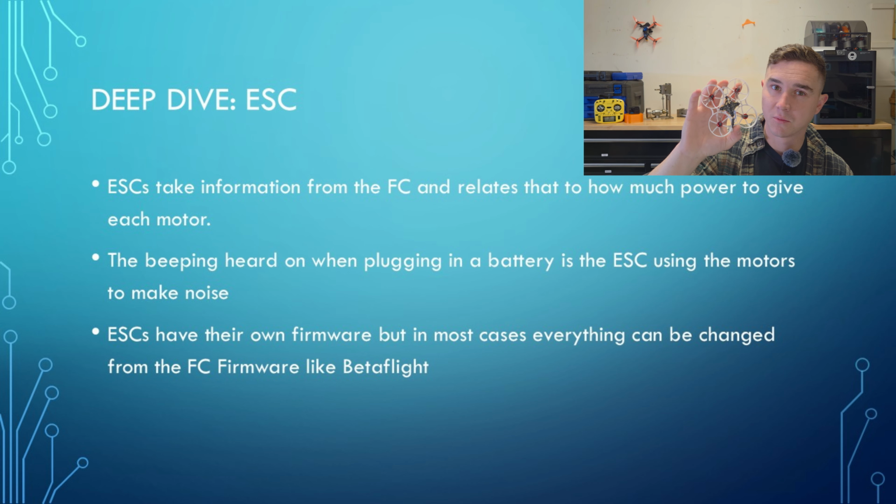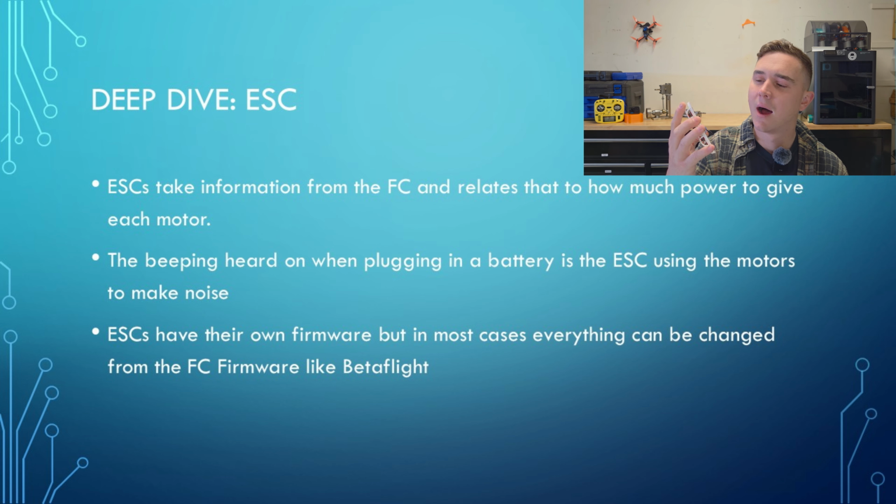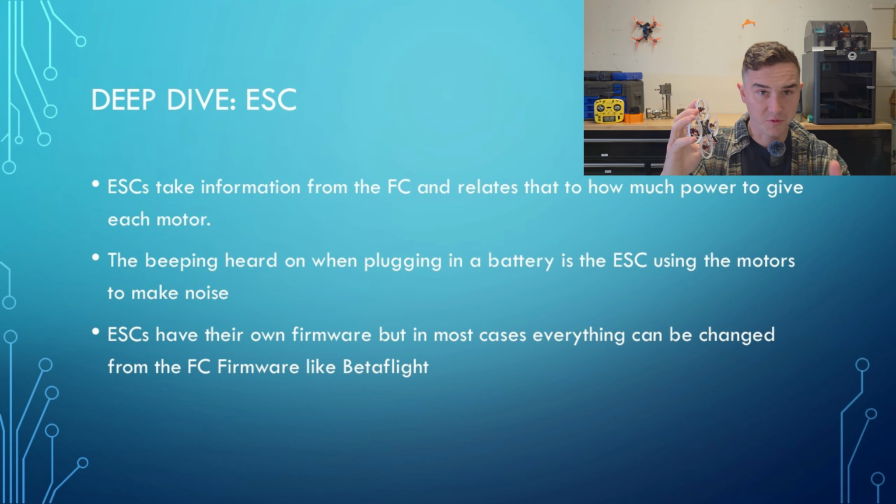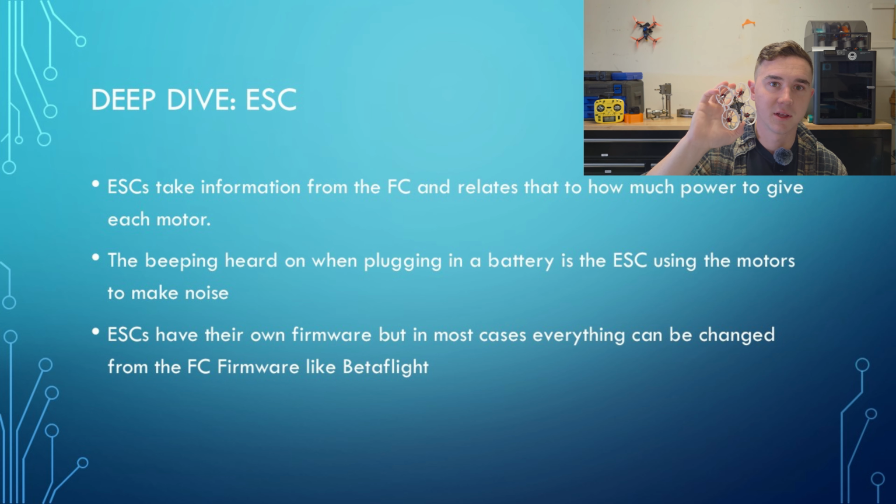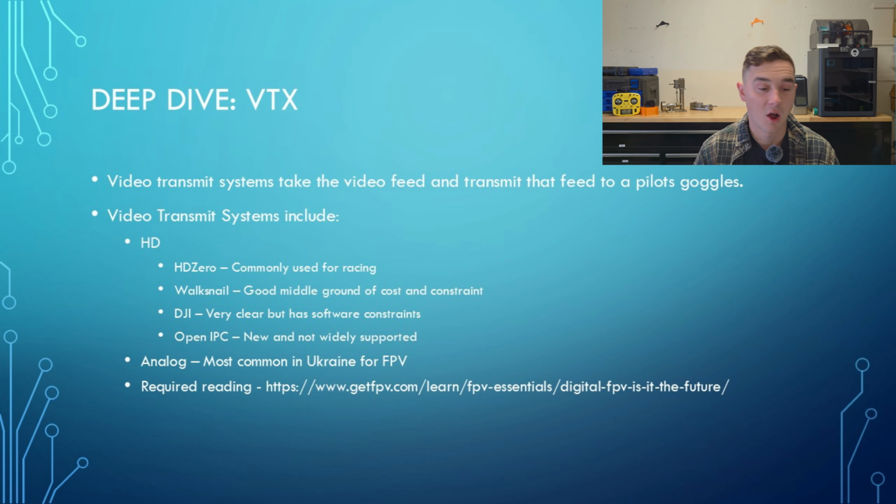These are going to be more common. They're starting to come around for larger builds, but basically this is flight controller, your ESC, your video transmitter, and your radio receiver. Very small, but if one of those goes bad, then the whole thing's messed up. Video transmit system.